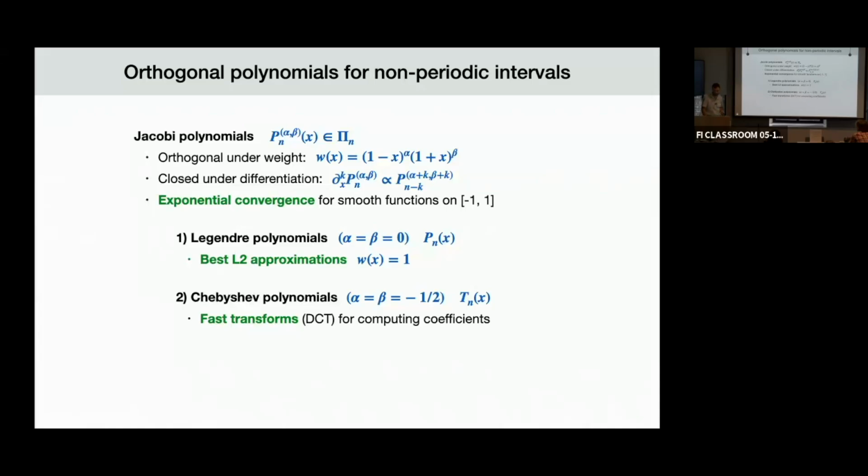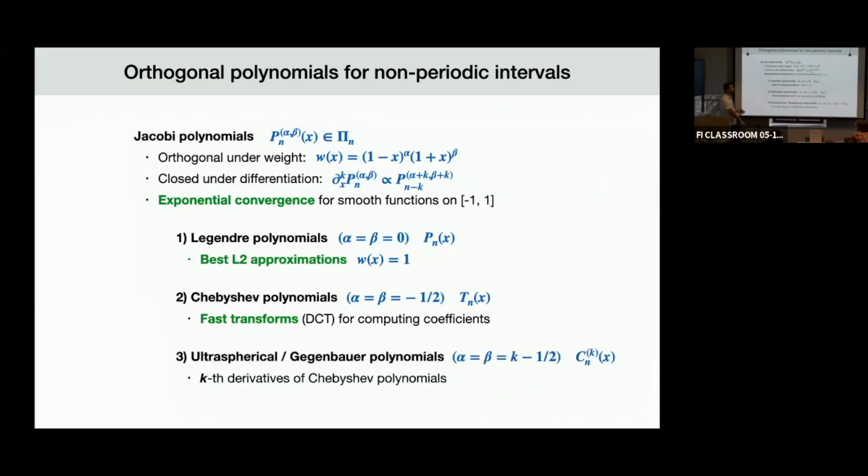And again, those are good because they come with the fast transform due to this geometric connection to Fourier series. And then finally, we're going to use this identity on the Chebyshev polynomials. So we're going to differentiate those. And the families we get back have a special name. They're called the ultraspherical polynomials. So they have alpha equals beta equals k minus 1/2 for ultraspherical of index k. Those will be the basis that is used to represent the kth derivative of Chebyshev polynomials.